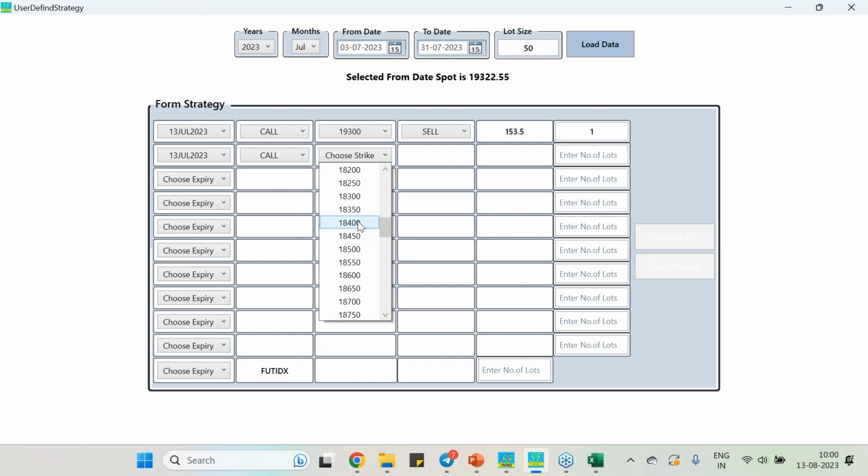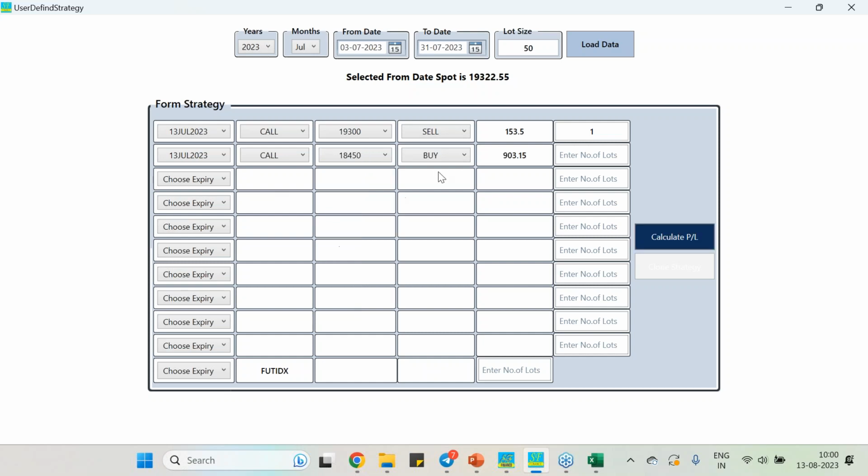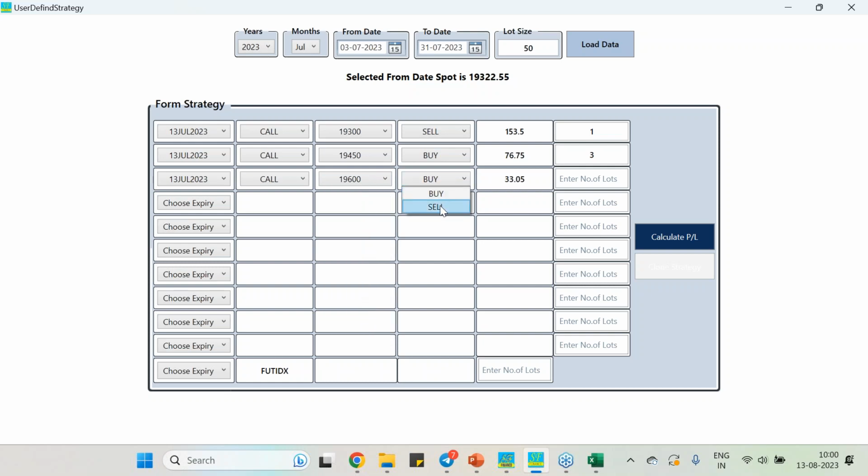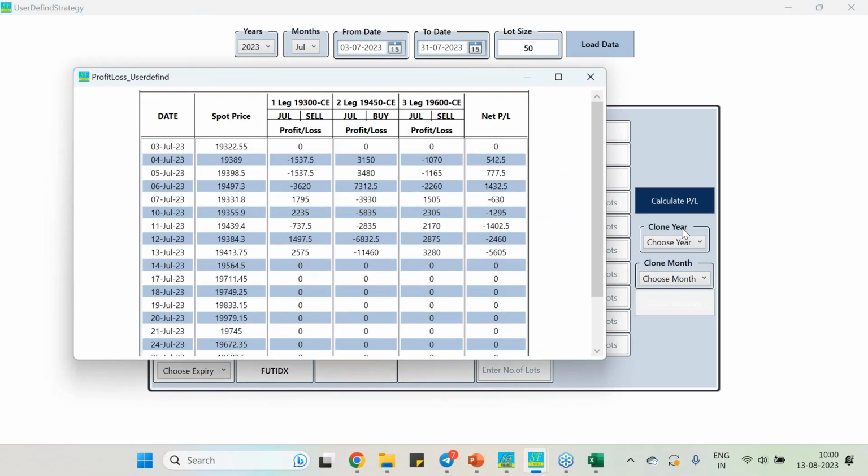The 19,450 call options I am buying. How many lots? 3 lots. And a 150 point gap I have taken. Same process, call options I will be selling. So 19,600 call option I will be selling, how many lots? 2 lots. So this is also a weekly strategy we can make.